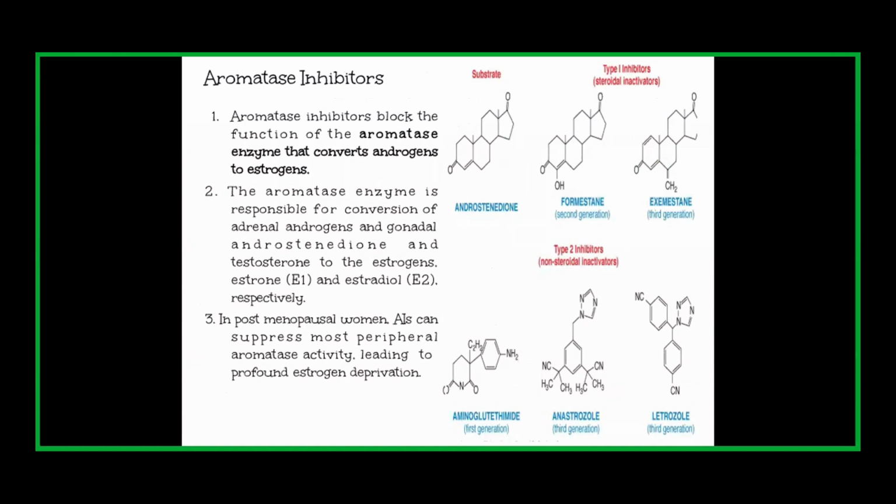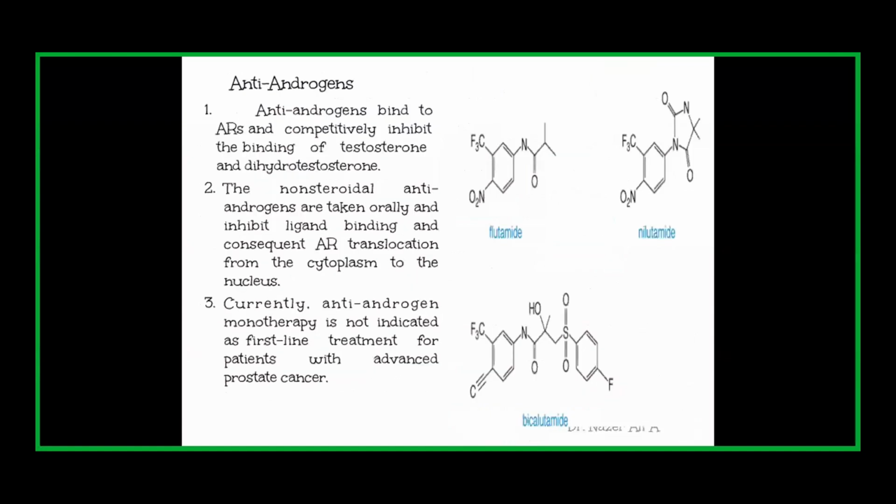Estrone and estradiol are biologically active estrogens. So if we inhibit the conversion of androgen to estrogen, the amount of estrogen in the body will be reduced. Next we have anti-androgens. They bind to the androgen receptor and competitively inhibit the binding of testosterone and dihydrotestosterone. Currently, anti-androgen monotherapy is not indicated as first-line treatment for patients with advanced prostate cancer.